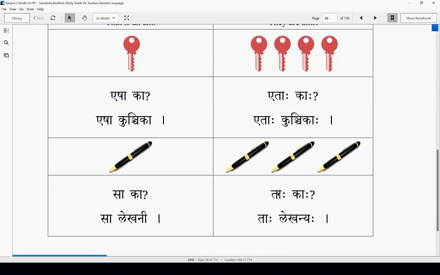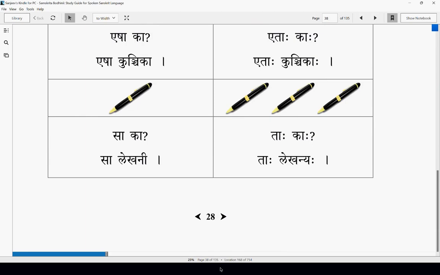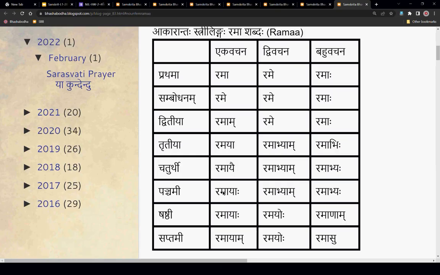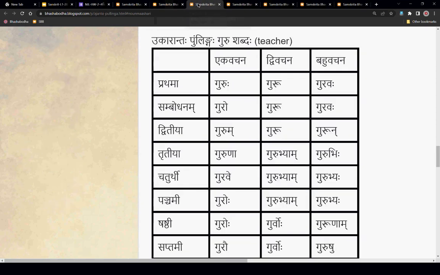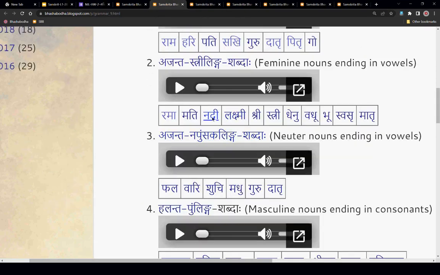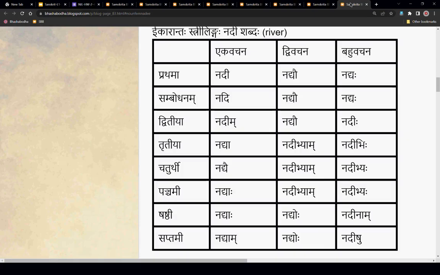Now the last one was ending in Dirgha E, which is a little bit different in the Bahuvachanam. Lekhani, Lekhanyaha. You can follow the pattern here, E changing to Nyaha. Look at Nadi, Dirgha is Nadi here. There were other Dirgha, we are not going to look at them right now. So look at this Nadi, which is a common word. Nadi, Nadyo, Nadyaha.